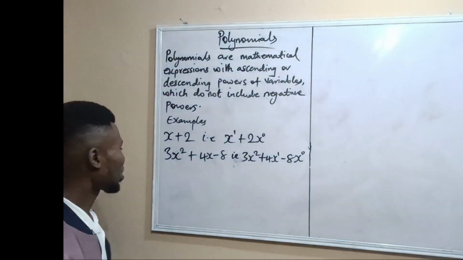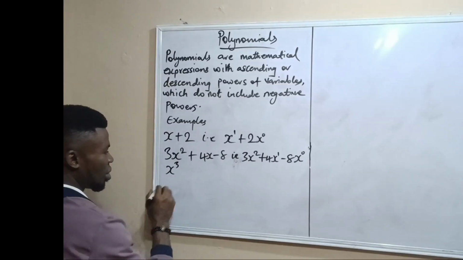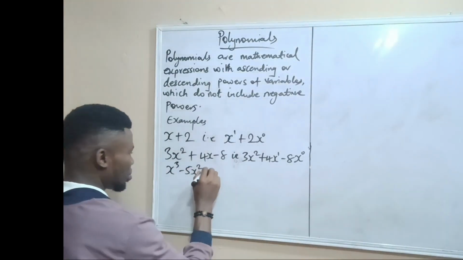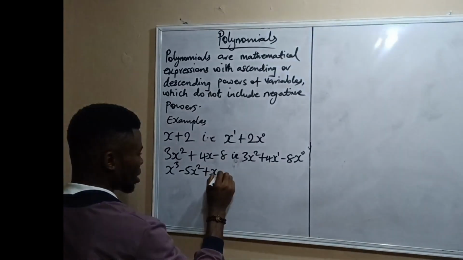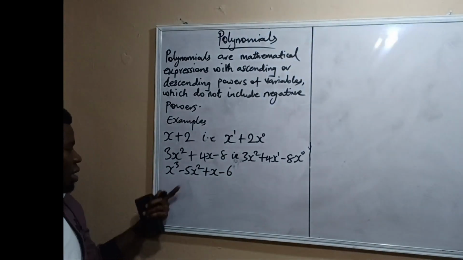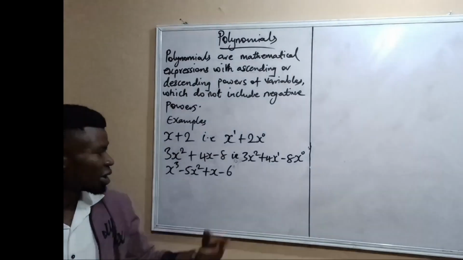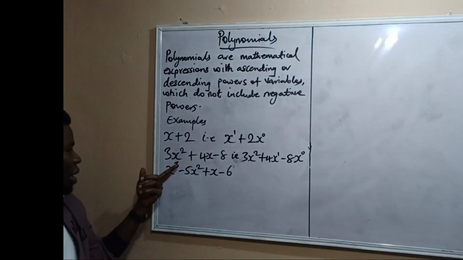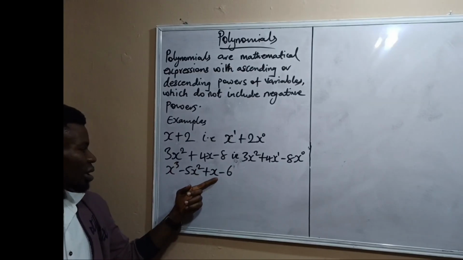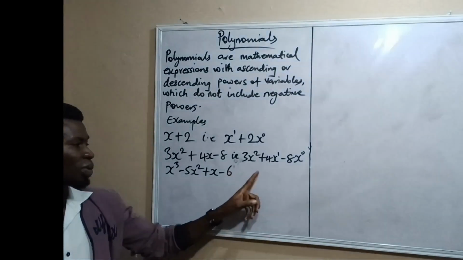So another example can also be x raised to the power 3 minus 5x raised to the power 2 plus x, then minus 6. This also is another example of polynomials. If we were to write this in full, this is x raised to the power 3 minus 5x raised to the power 2 plus x raised to the power 1, then minus 6x raised to the power 0. But we express it in this way.